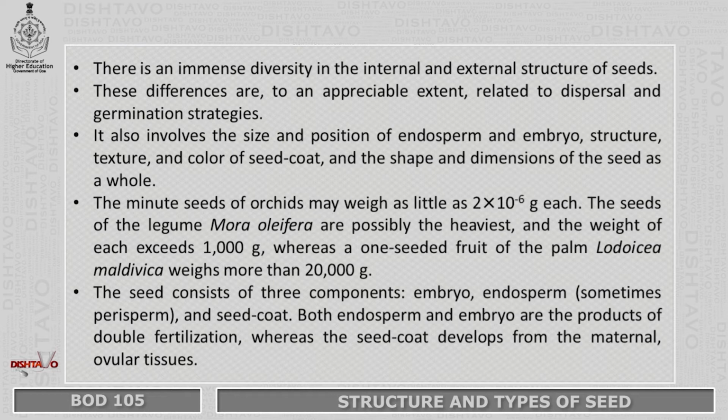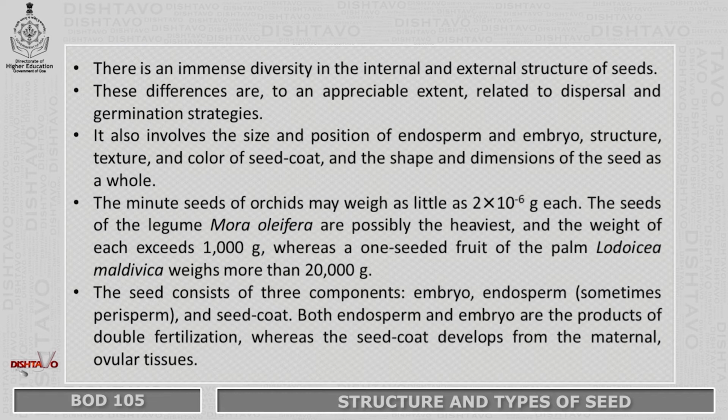When we look at seeds, as I already said, there are varying sizes of the seeds. The minute seeds of orchids weigh as little as 2 into 10 raised to minus 6 gram each. So you can understand how tiny the seed is and how little weight it carries. Whereas the seeds of legumes like Mora oleifera are possibly the heaviest, and the weight of each exceeds 1000 gram. Whereas one seeded fruit of a palm like Lodoicea maldivica weighs more than 20,000 gram.